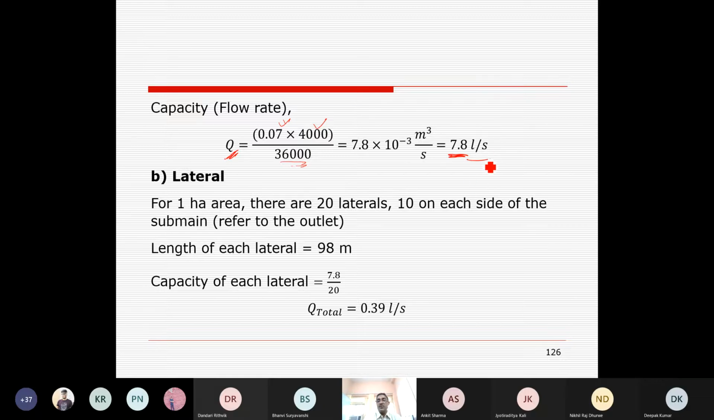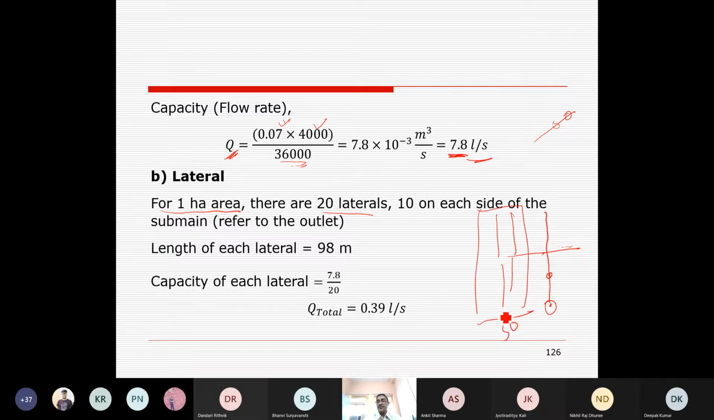And now to supply this much amount of water, we need to find out the lateral, main and submain. So let us find out the lateral, because that is at the last, on which drippers are fitted. For 1 hectare area, there are 20 laterals. You have seen that from the pump discharge point, it is main, then we have submains, and from the submain we have laterals, right? So it is a simple area, that is 50 meter by 200 meter, that makes 1 hectare, and plant to plant distance is 5 meter, row to row distance is 5 meter.